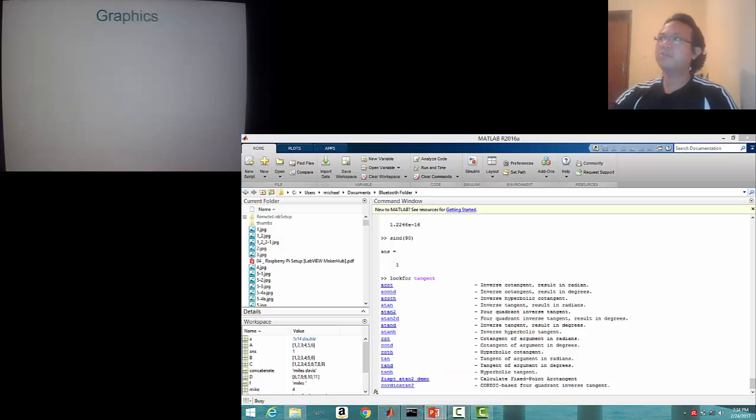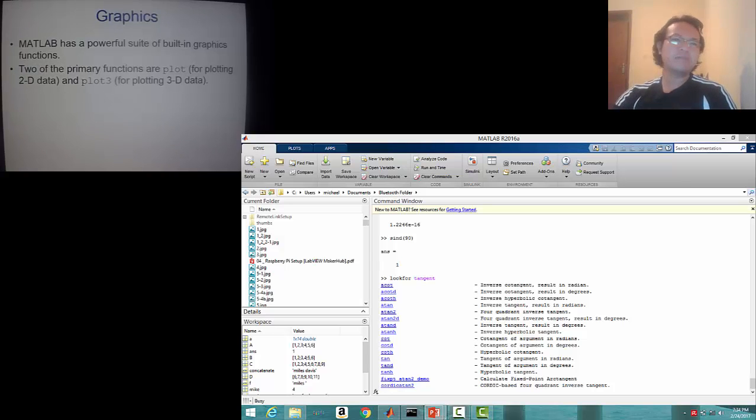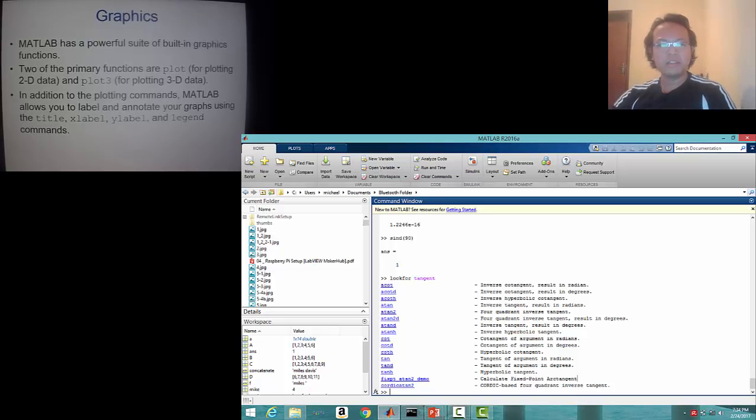Okay, so let's move on. Graphics. Like I said a while ago, there is a command window here, and there is also a graphics window. If you want to plot something, I will show you afterwards, it will pop up another window, and that is a graphics window. We have plot3 for 3D, three-dimensional data, two-dimensional, and we can use some of these labels here.